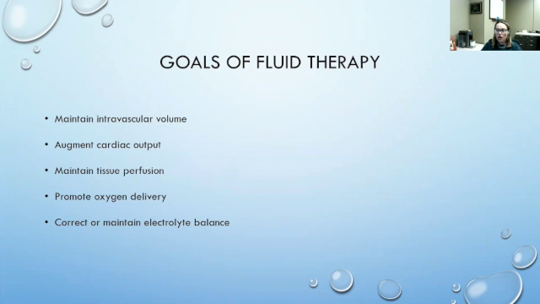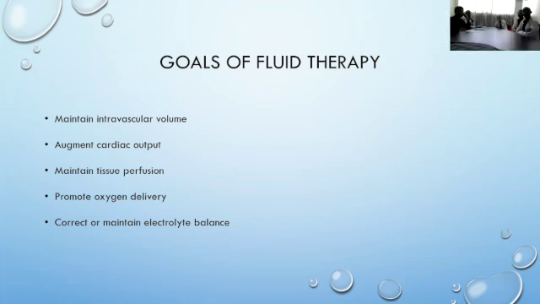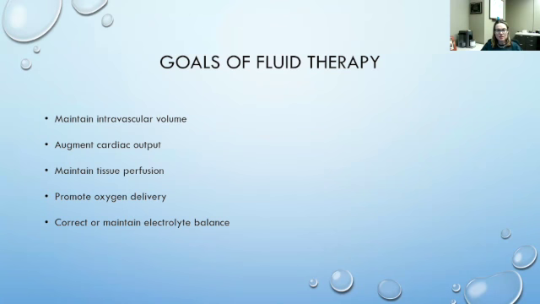We can use fluid to augment cardiac output. This is specifically for people that are hypovolemic or people that maybe are bleeding. IV fluid can help to augment their cardiac output. Maintaining intravascular volume and augmenting cardiac output is a way to maintain tissue perfusion, right? We don't want somebody going into anaerobic respiration in their tissues and having things like lactate. It also can help to promote oxygen delivery, all of these going back to maintaining tissue perfusion.